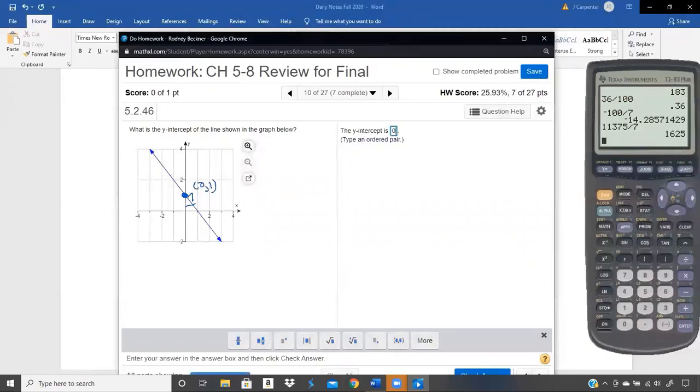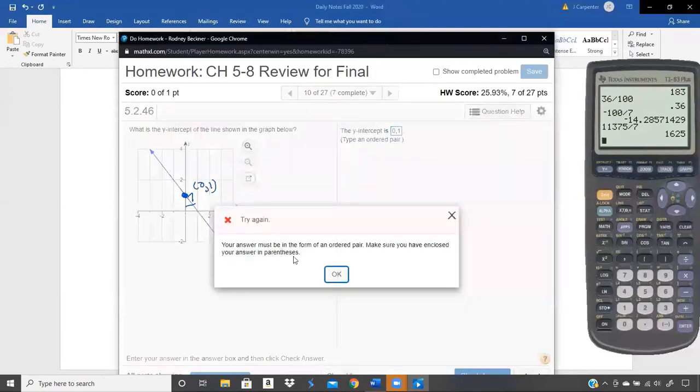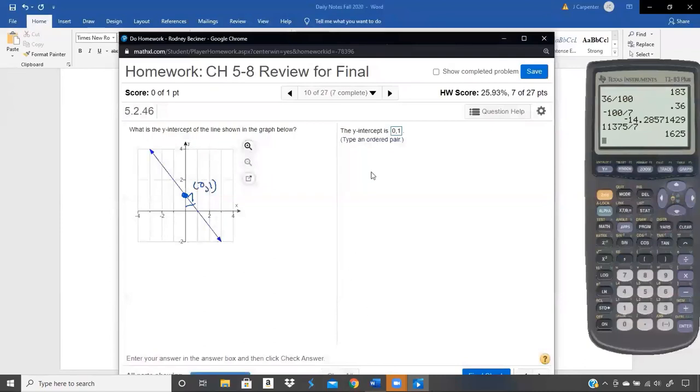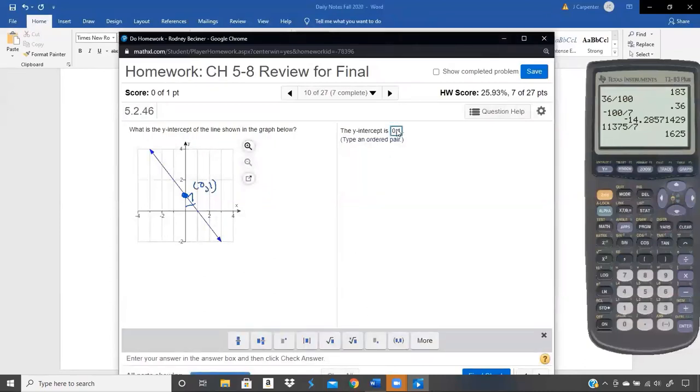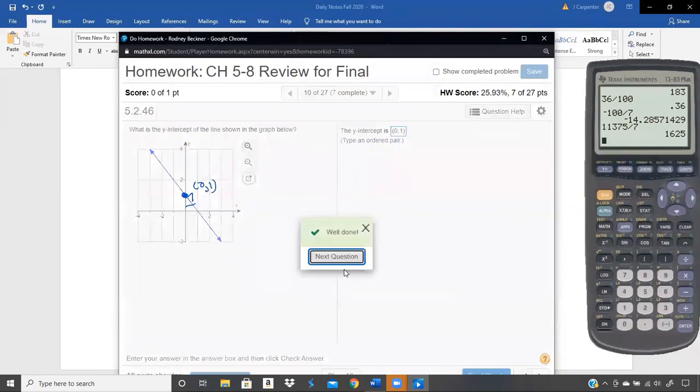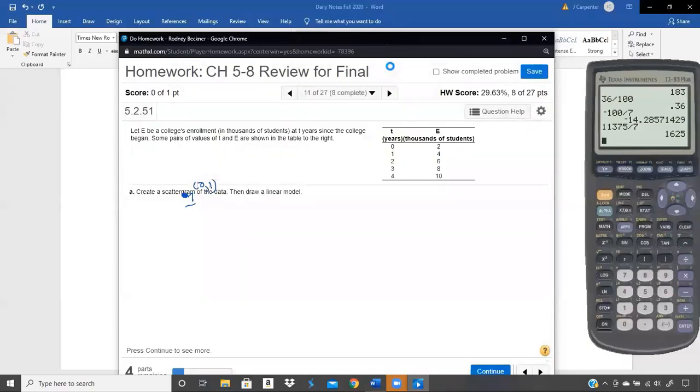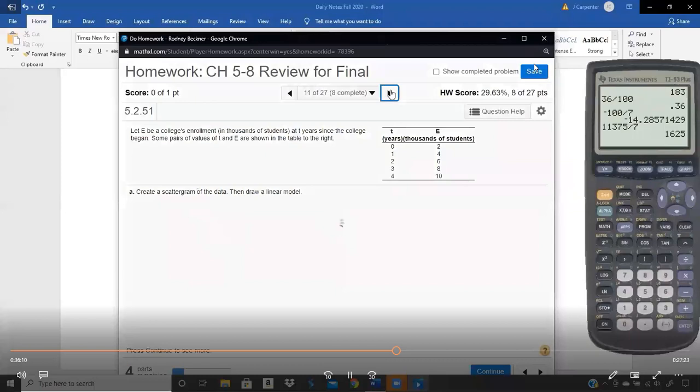So I can't just do 0 comma 1 like this either. It's going to be wrong. Make sure it's in parentheses. So we go parentheses 0 comma 1. You can also use this button to just do it like that. Final check, we got it right. Good. This is one we're going to skip. We've already done a bunch of those little tables.